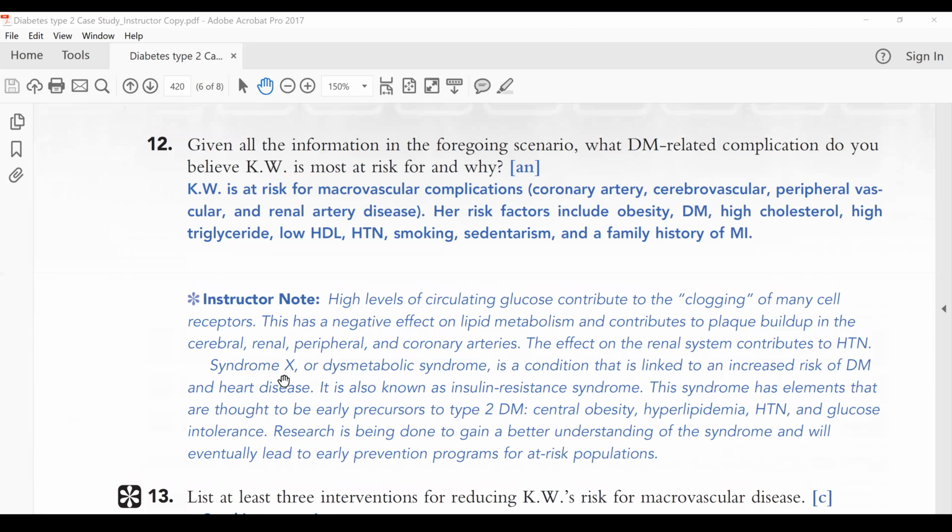So list 3 interventions to help reduce macrovascular disease. She can stop smoking. Yep, stop smoking. Kay Gannon said the same thing. Anybody else?